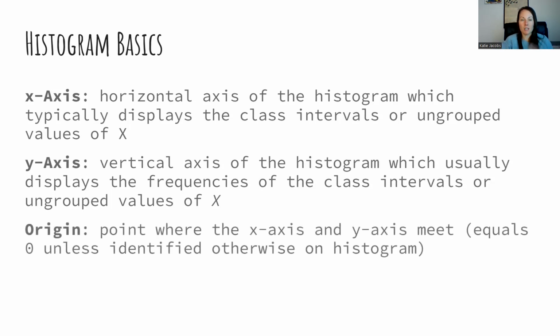The origin is the point where the x-axis and y-axis meet. It always equals 0 unless it's identified otherwise on the histogram. So if it doesn't equal 0, then someone needs to write what it actually is. Almost all the time, we're going to have that there, though.